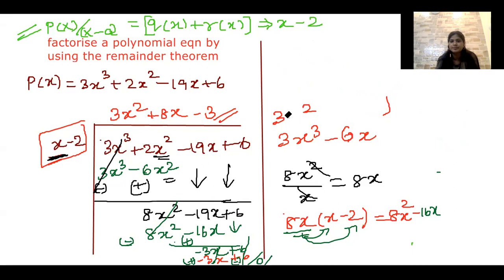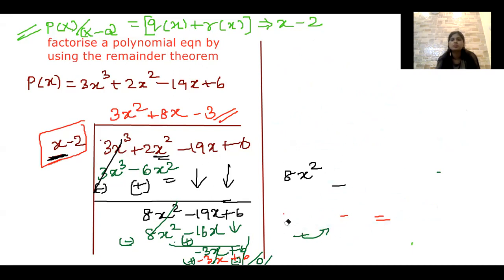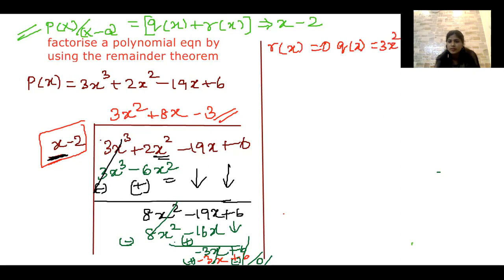Let me write it here. So R of x is 0. Q of x is 3x square plus 8x minus 3. And we found the factor also, which is x minus 2. This is also one of the factors of the cubic equation, this polynomial equation.